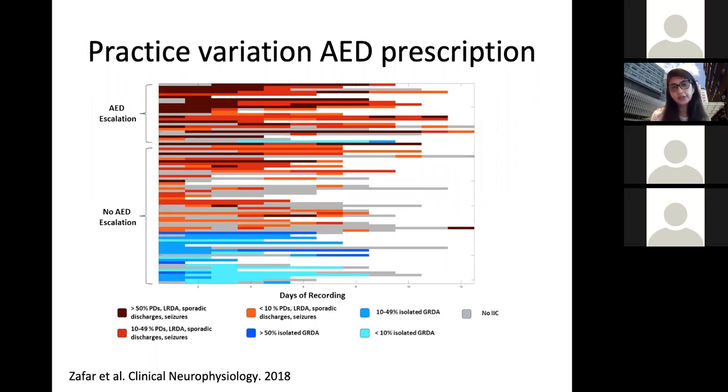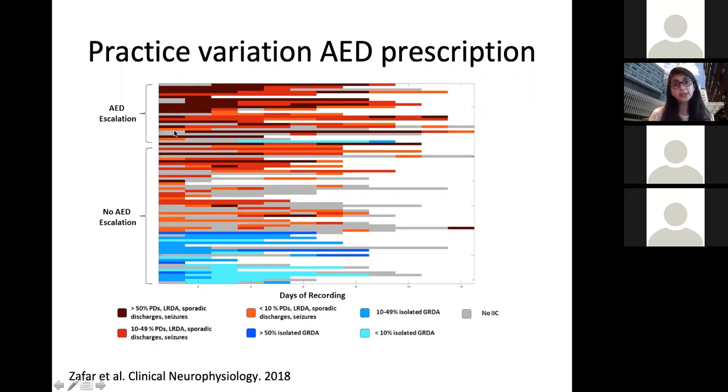This is similar to the figure that I've shown before. On the x-axis here is the days of recording, and the y-axis is individual patients. And again, the reds denote periodic and rhythmic patterns and seizures. The darker the color, the higher the burden. The blue denotes generalized rhythmic delta activity, and the gray is absence of any epileptiform patterns.